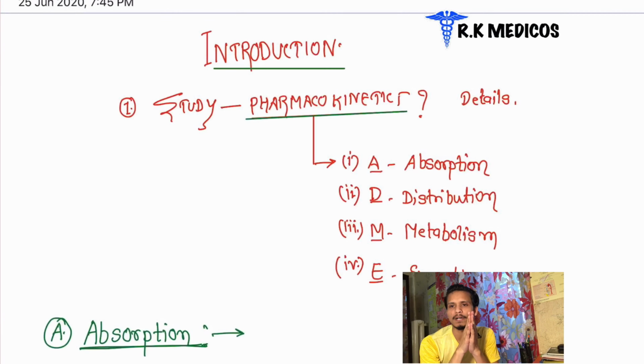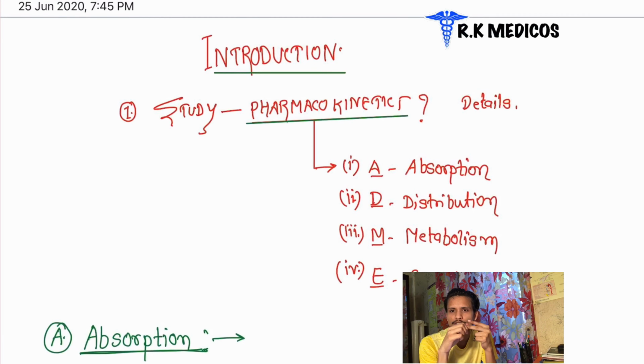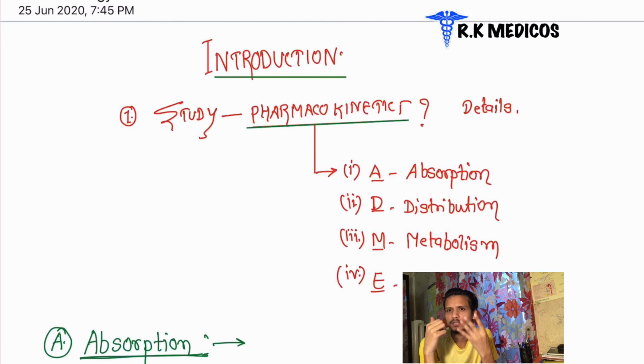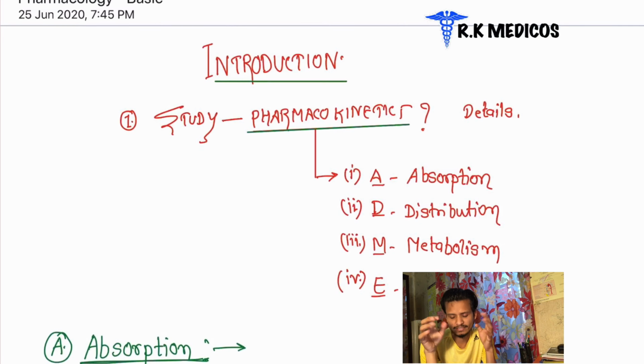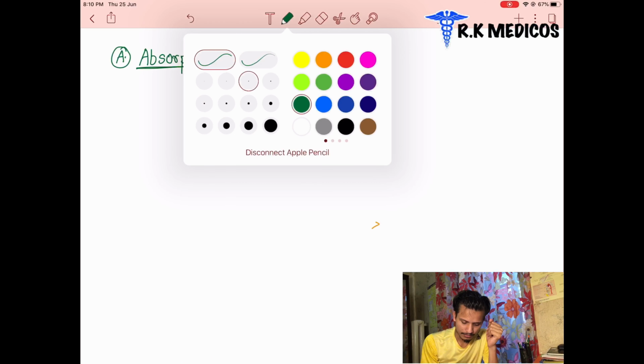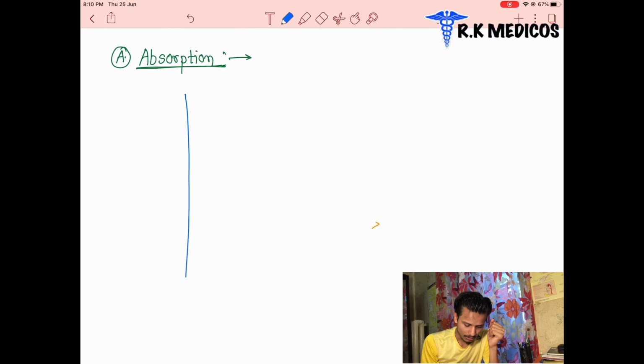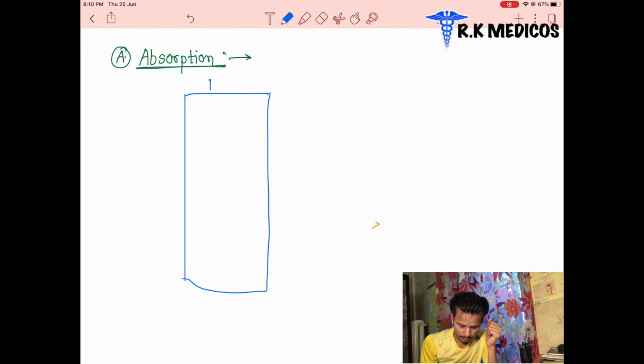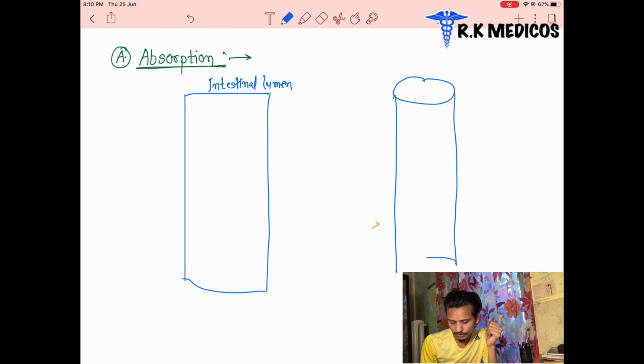As we know, there are four parts of it: absorption, distribution, metabolism and excretion. These are the four parts of pharmacokinetics. First we discuss absorption. We know the drug is taken orally. It reaches the GIT lumen, the intestinal lumen. Suppose this is the intestinal lumen, and on the other side, suppose these are the blood vessels near the intestinal lumen.